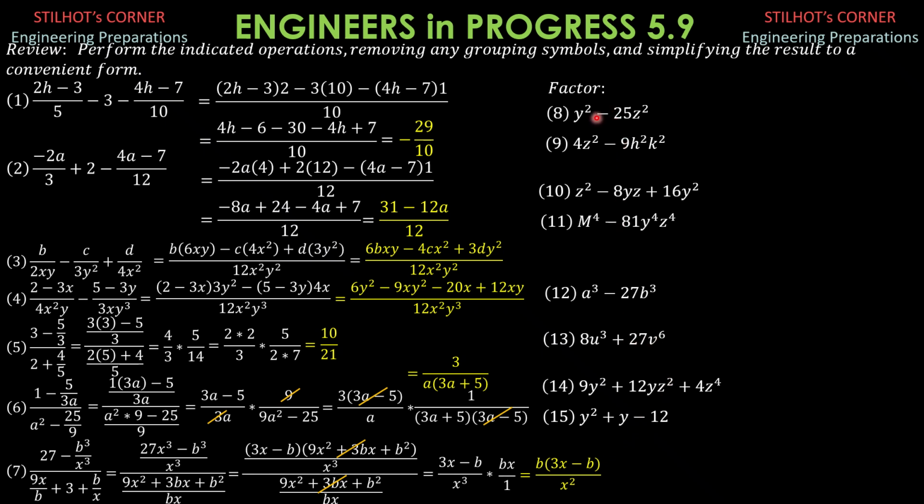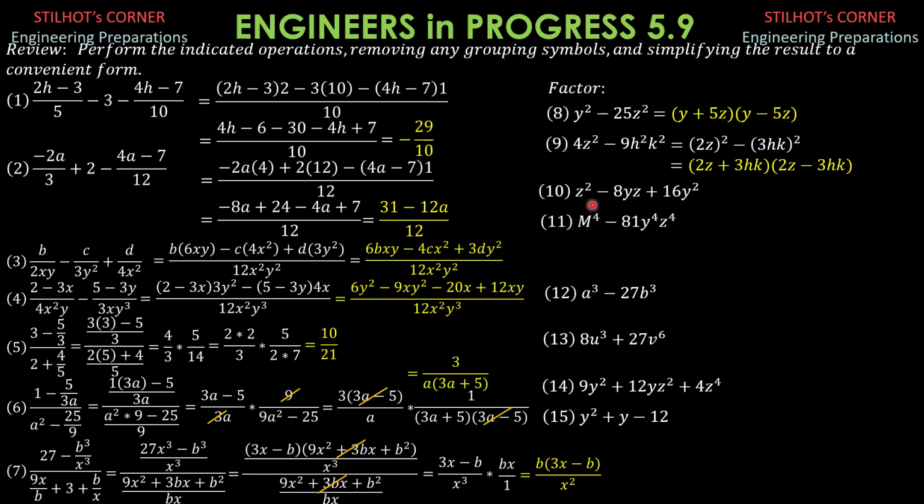So the next batch of problems would be factoring. Factor y squared minus 25z squared. We can factor this as a difference of two squares, y squared minus the quantity 5z squared. So the factors are y plus 5z and y minus 5z. So recall factoring methods, difference of two squares. This is also a difference of two squares. We can write this as the quantity 2z squared minus the quantity 3hk squared. So the factors are 2z plus 3hk and 2z minus 3hk.